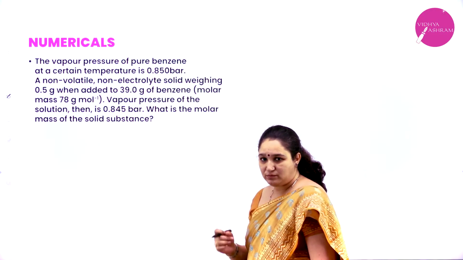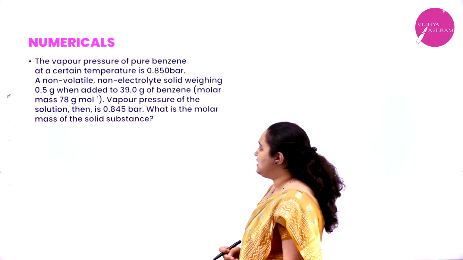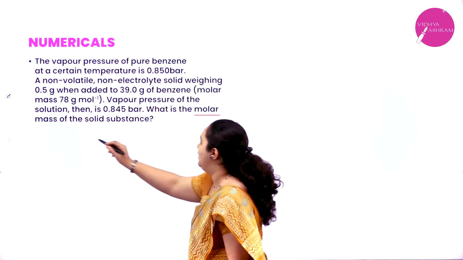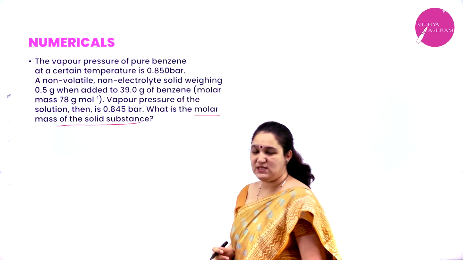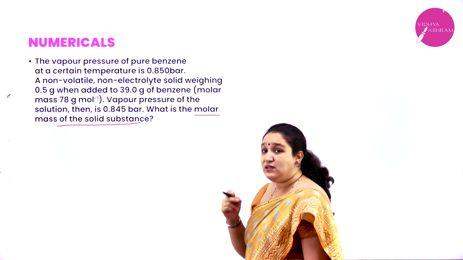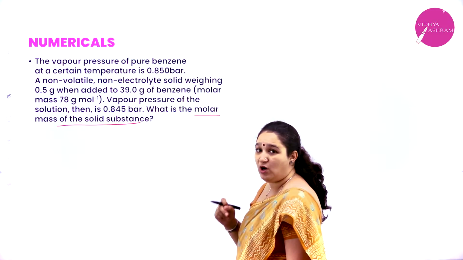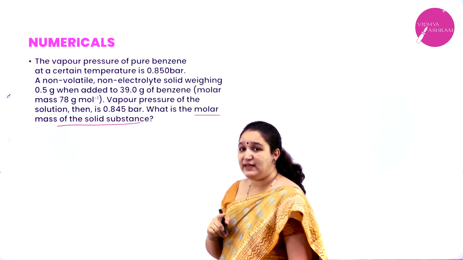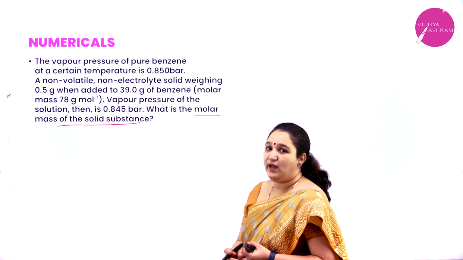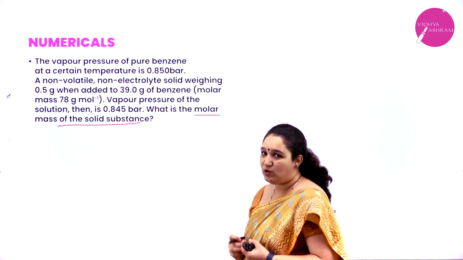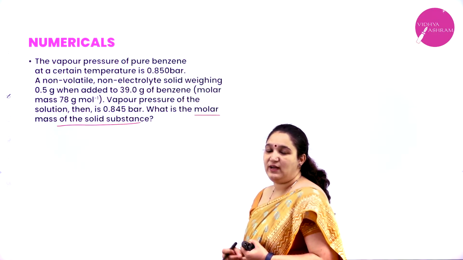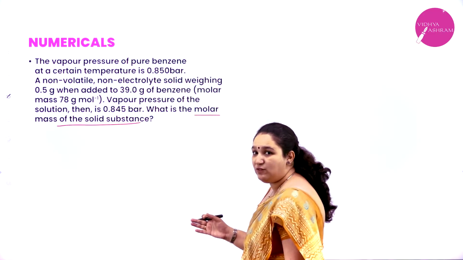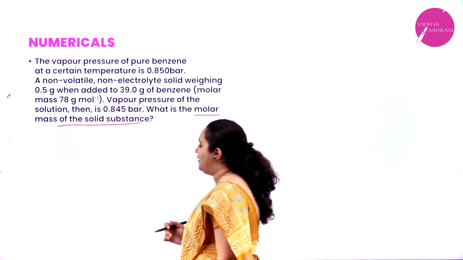So here, what is it? They are asking you to find out the molar mass of the solid substance, that is the solute. But the question is related to which colligative property? We have got vapor pressure. So it is related to relative lowering of vapor pressure. So we know the formula. We need to calculate the molecular mass of the solute. We'll see what all is given for us in this particular question.